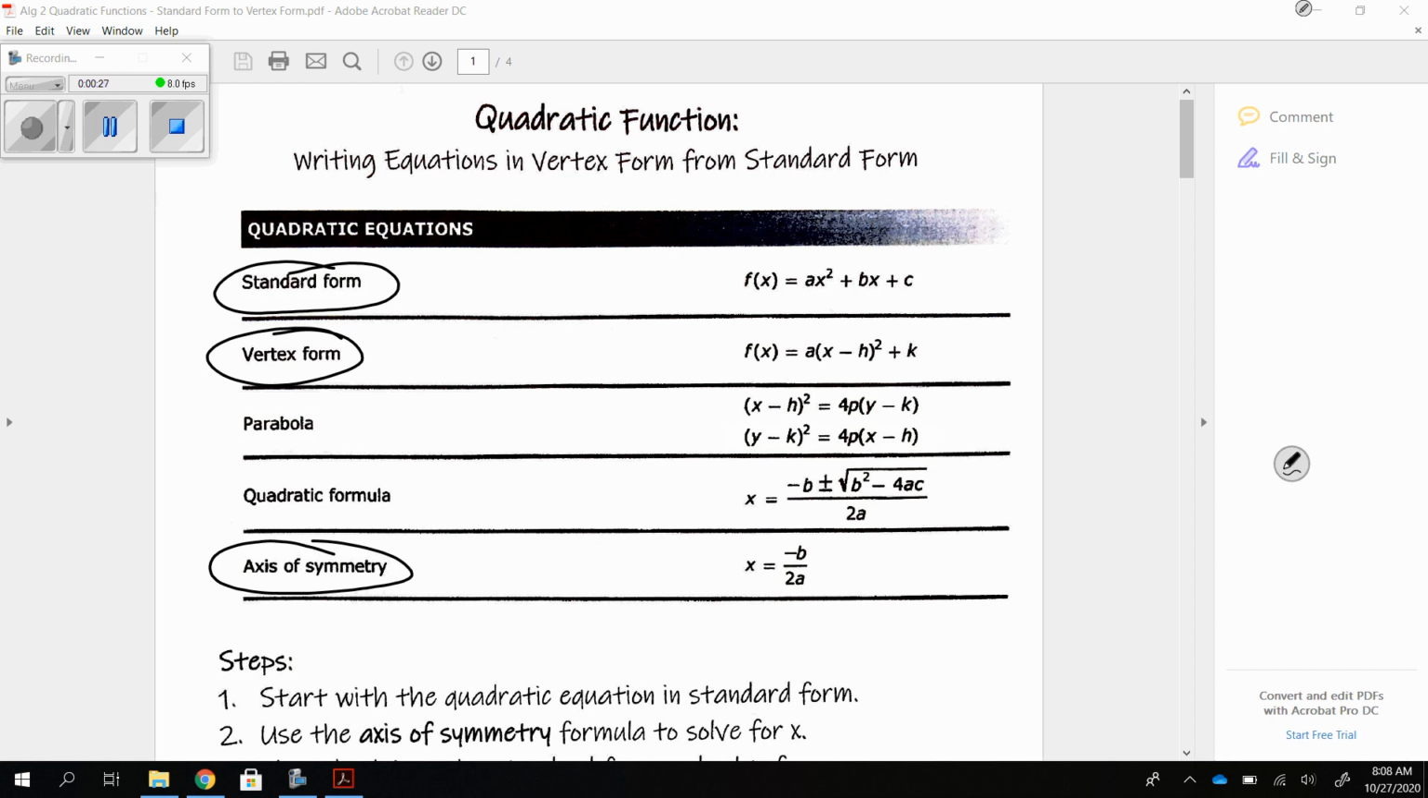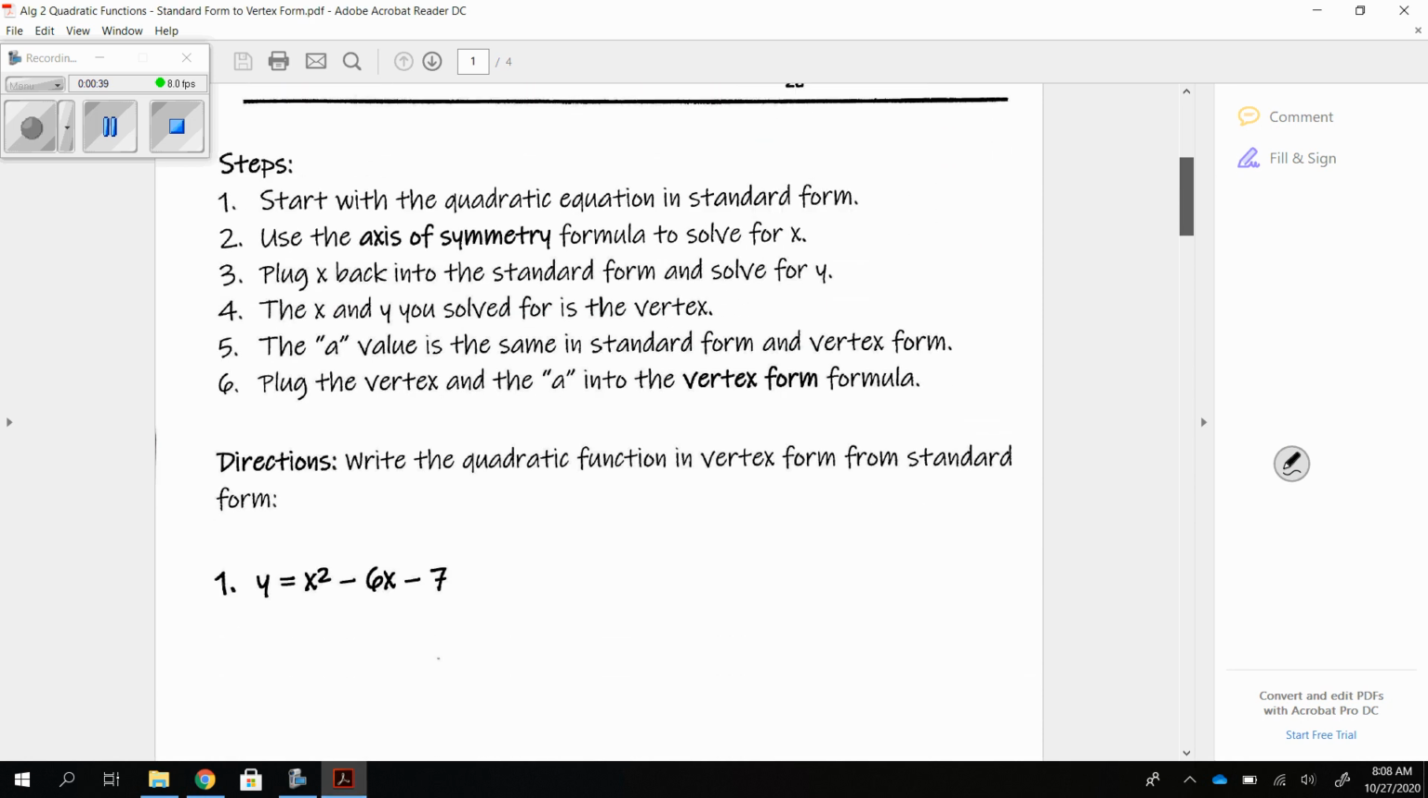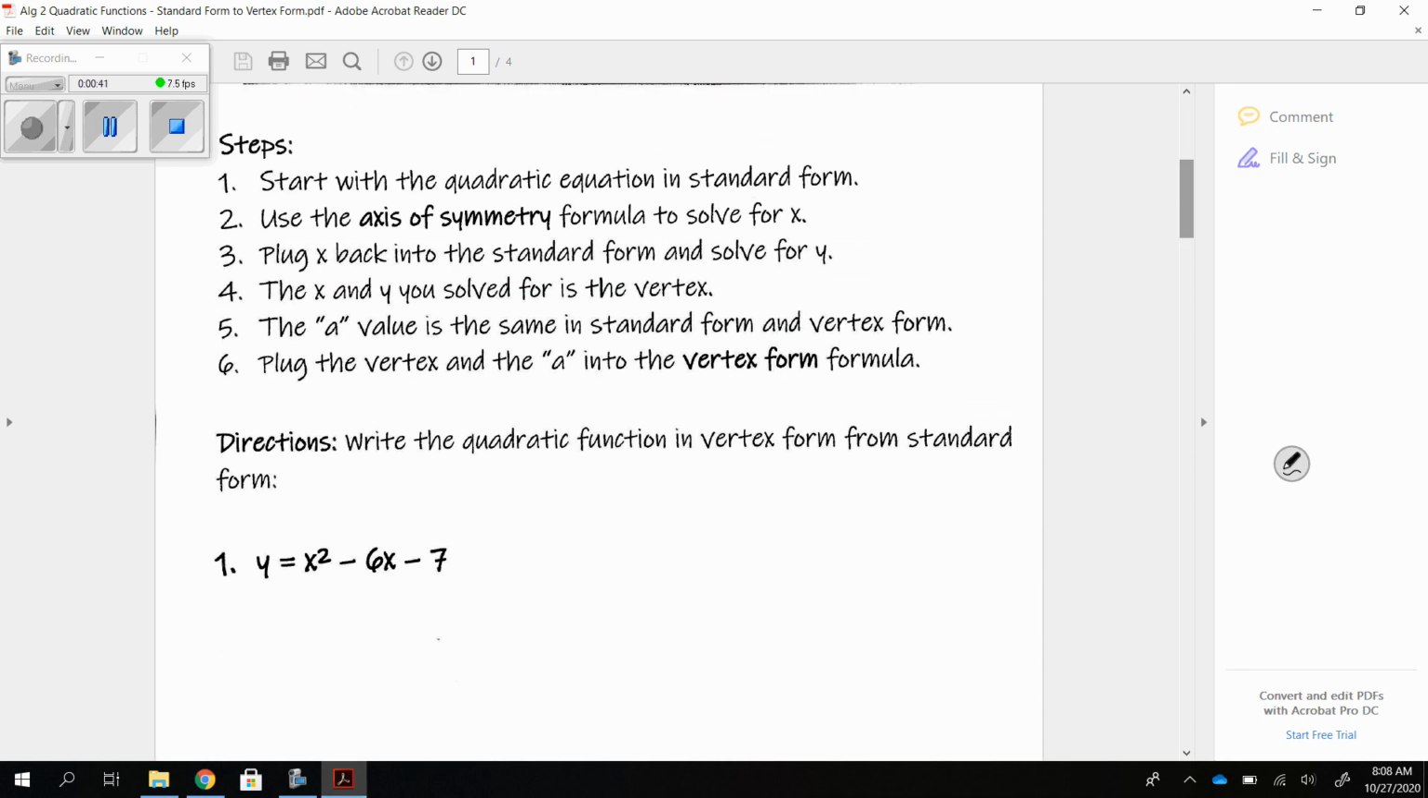And then we're also going to need this equation to find the axis of symmetry, which is, sorry, x equals negative b divided by 2a. So we'll scroll down. These are our steps. They're important. Make sure you follow these steps and you always get the answer, just like every time we have steps. So step one, start with the quadratic equation in standard form.